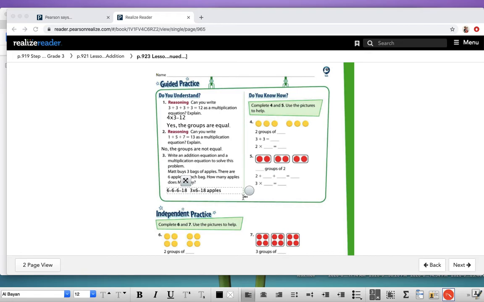Now let's look at number 4. It says complete 4 and 5. Use the pictures to help. We have 2 groups of how many? How many groups do we have here? How many are in each group? Count them. 1, 2, 3. 1, 2, 3. So we have 2 groups of how many? We have 2 groups of 3. Easy enough. 2 groups of 3.